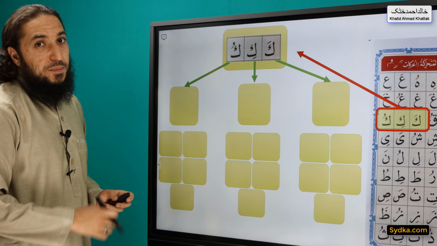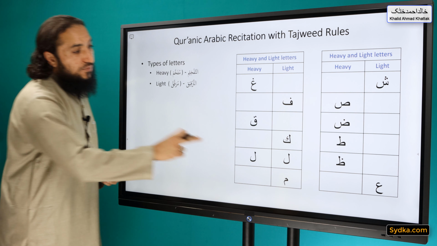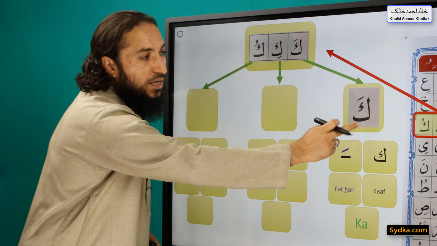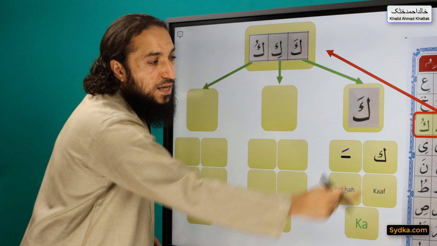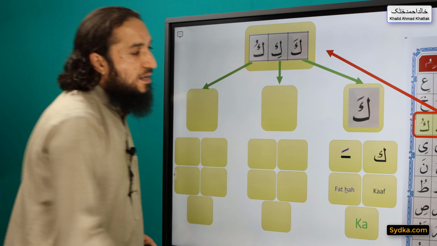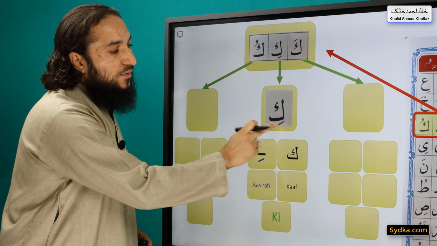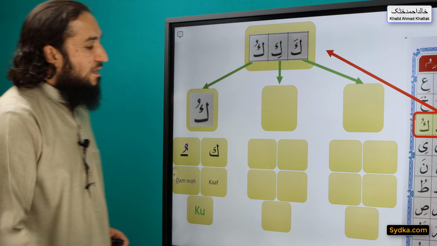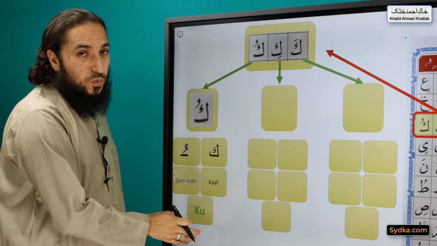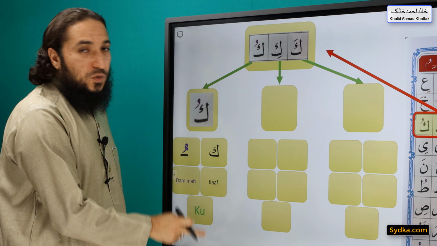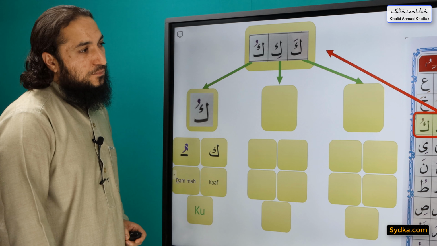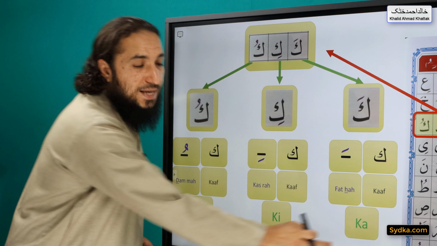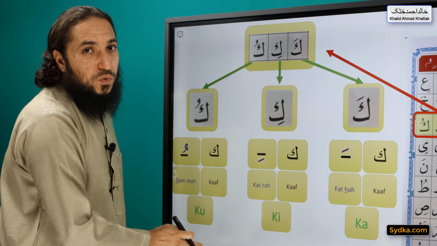The next three syllables are about kaf, and kaf is one of the light letters. Kaf fatha ka. Kaf kasra ki. Kaf dhamma ku. Ka ki ku.